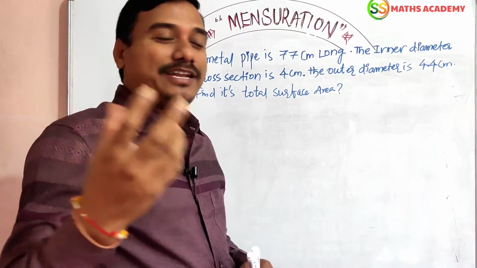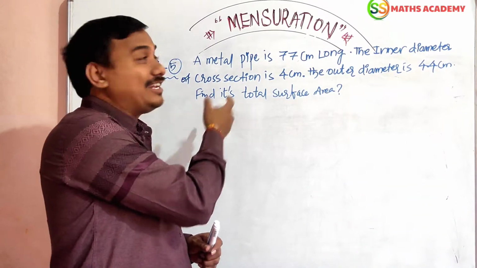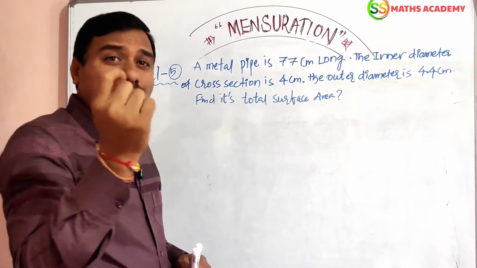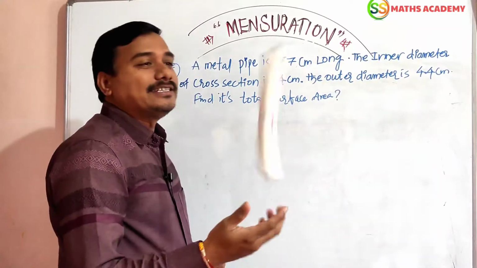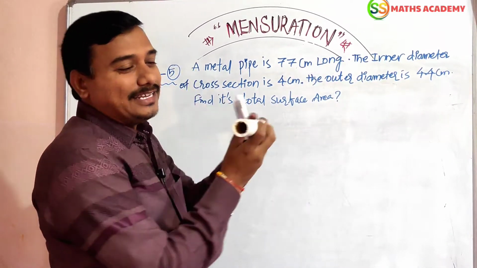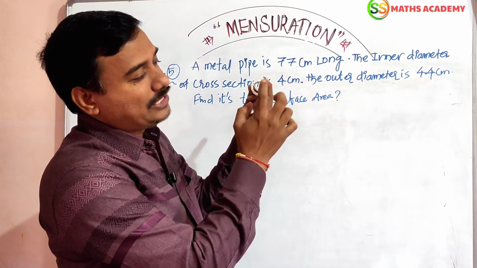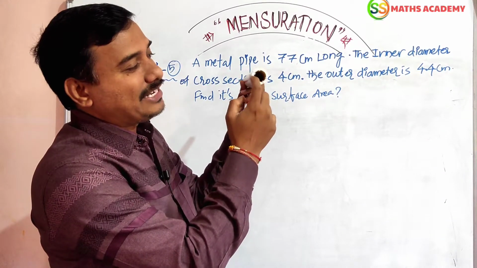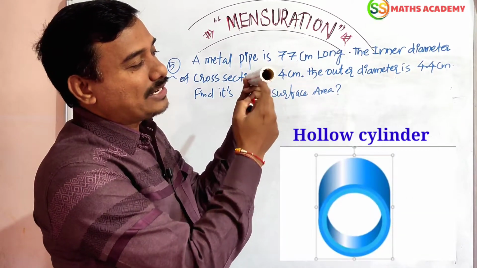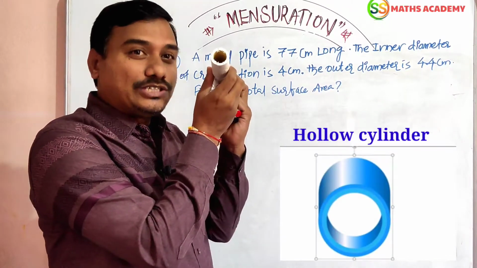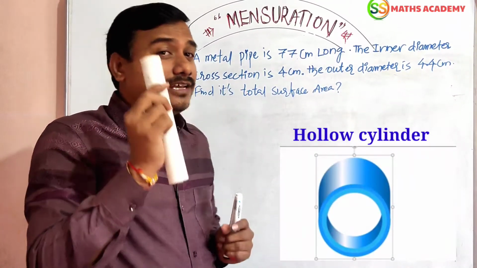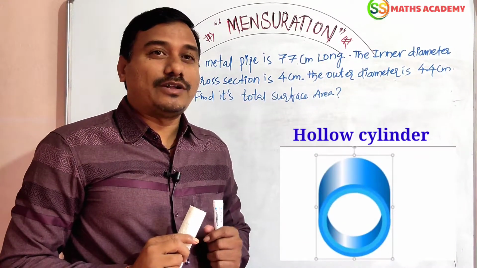Today I am going to explain such a beautiful model about mensuration. The question is about a metal pipe. Yes, this is a metal pipe. You observe the metal pipe. It has inner and outer cylinders. This is a cylindrical shape, a hollow cylinder. It is an example of a hollow cylinder. I told you the definition of a hollow cylinder in my previous video.